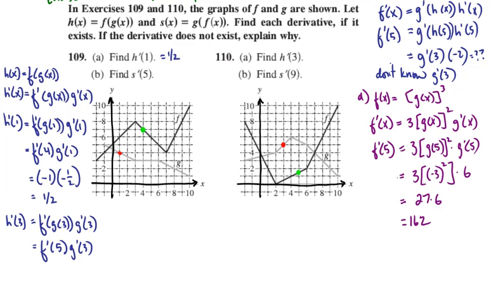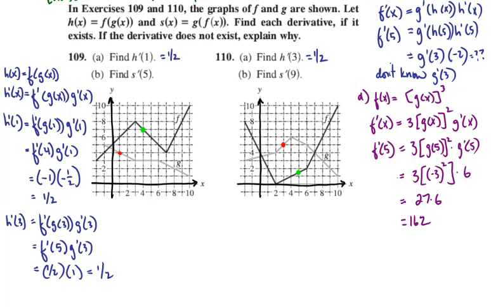We'll put that green dot at x is equal to 5 on the f curve, and you can see that the slope there is positive 1/2. So f prime of 5 is 1/2. G prime of 3 would be positive 1. The slope of the g curve when x is equal to 3 is 1. And so in both cases for h we get a slope of 1/2.